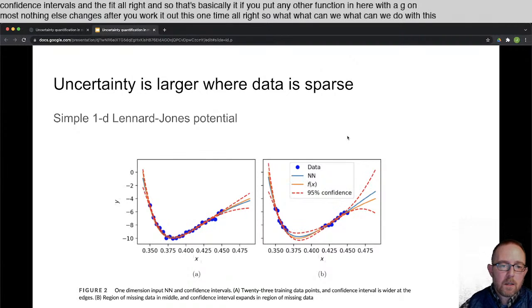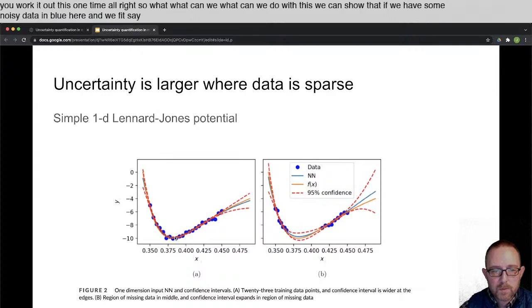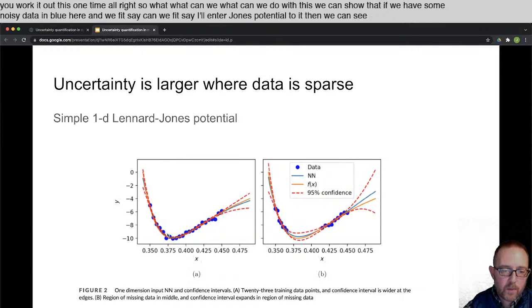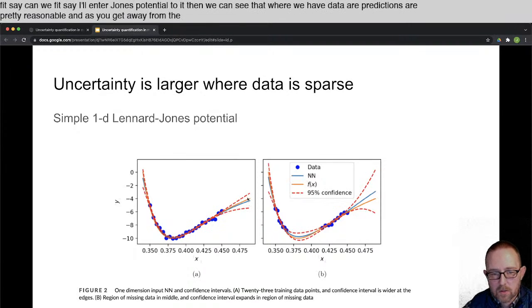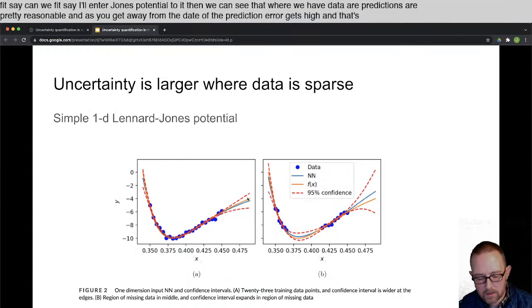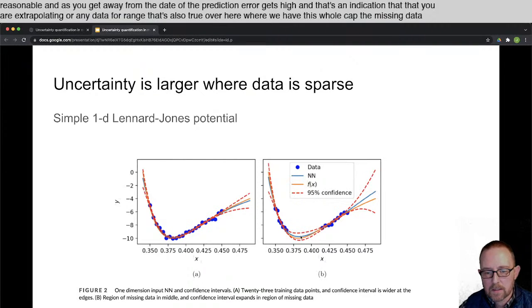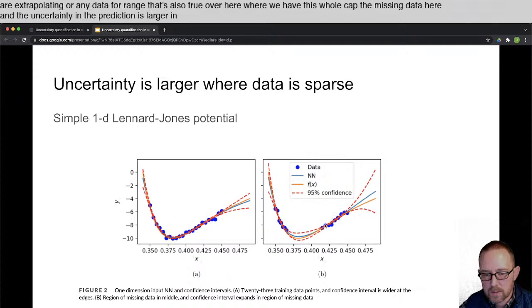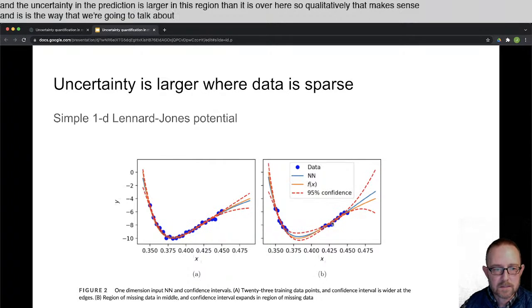So what can we do with this? We can show that if we have some noisy data in blue here and we fit, say, a Lennard-Jones potential to it, then where we have data, our predictions are pretty reasonable. As you get away from the data, the prediction error gets high. That's an indication that you are extrapolating or in a data-poor range. That's also true over here, where we have this whole gap of missing data, and the uncertainty in the prediction is larger in this region than it is over here. Qualitatively, that makes sense.